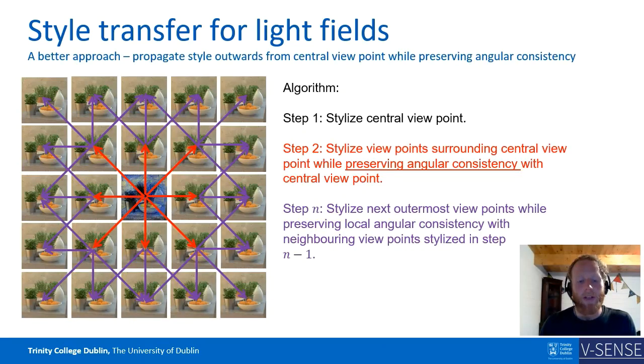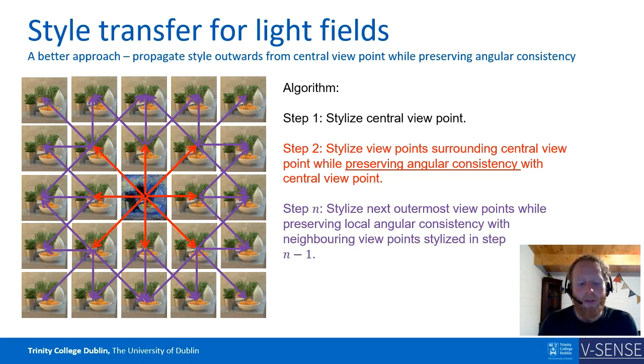The main idea of our proposed approach is to adapt the previously mentioned video style transfer approach of Ruder et al. to light fields by iteratively propagating the style outwards from the central view, while always ensuring angular consistency with previously stylized views is preserved. We achieved this through the introduction of a new initialization method for the image optimization process together with a new angular loss function. The basic algorithm is shown here.